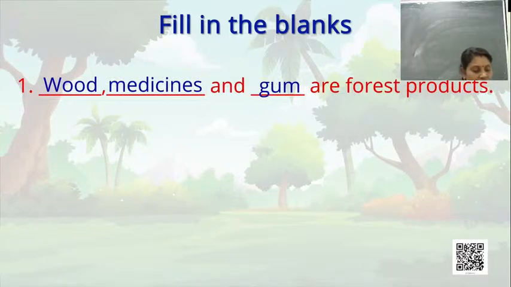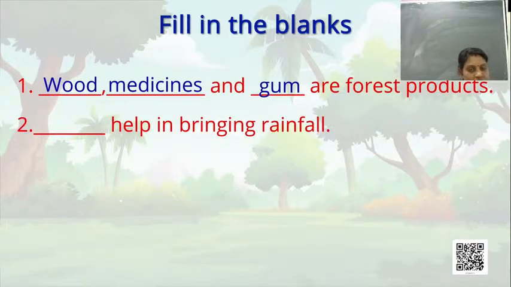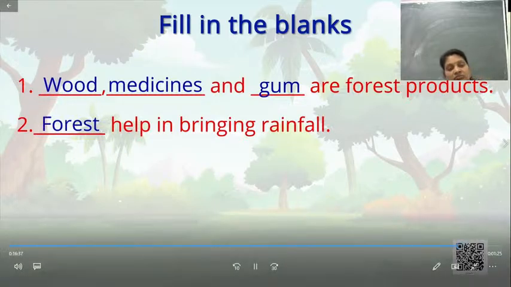Now the second fill in the blank. Dash help in bringing rainfall. And the answer is forests. Forests help in bringing rainfall.